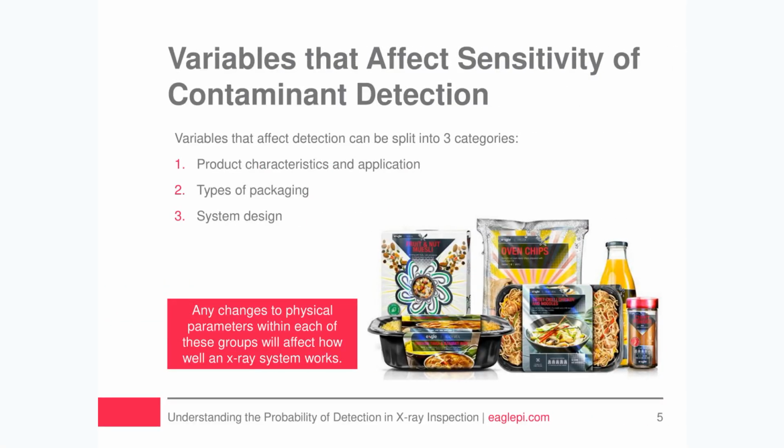So as probability of detection is based on detection performance, it is important to explore the variables that affect contaminant detection in X-ray inspection systems. The variables that affect detection can be split into the 3 categories shown on the slide: the product characteristics and the application itself, the types of packaging, the system design, and any changes to the physical parameters with any of those groups will affect how well an X-ray system works and how well it will perform over the lifespan.